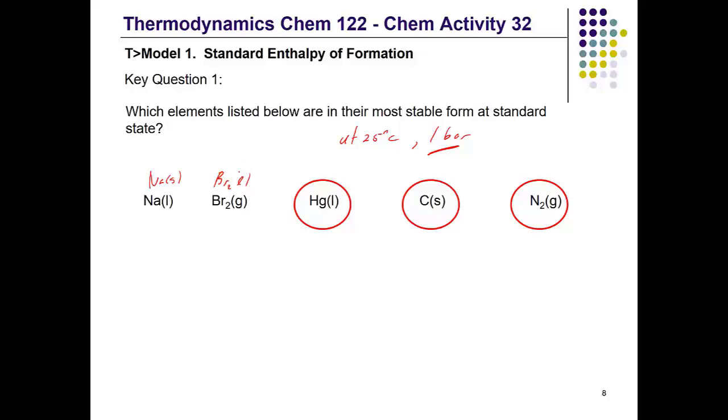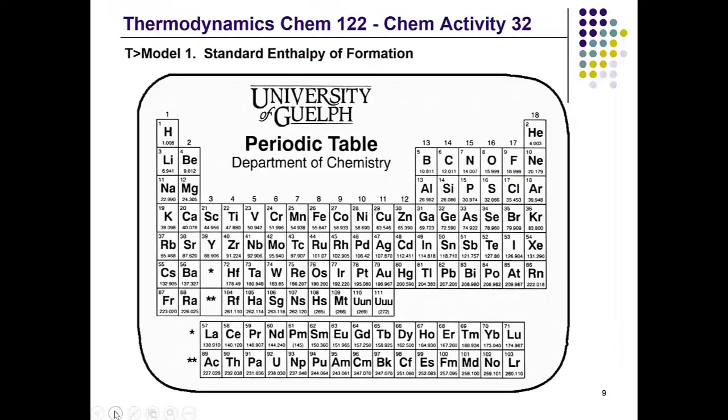Now, you might be wondering, well, how the heck do I know that? Well, actually, I think you know a lot of these things. And so I'm going to show you right now a periodic table. You may want to grab your formula sheet. I'd like you to remind yourself which elements are solid, which elements are liquid, and which elements are gases at 25 degrees Celsius. And it's actually pretty simple.